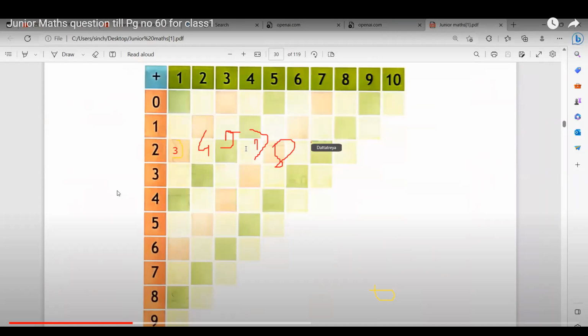Wait, just a second. How much have you written here, beta? Before 8? After 5, 3 plus 2 is 5. Then? Which numbers have you added, beta? Tell me, why have you written here 6? 2 plus 4 is 6. 2 plus 5 is 7. 2 plus 6 is 8. Very good. Then how much are you going to write? Wow. 2 plus 8 is 10. Very good. 2 plus 5 is 7, 2 plus 6 is 8, 2 plus 7 is 9, 2 plus 8 is 10. Excellent. Now tell me this one better.